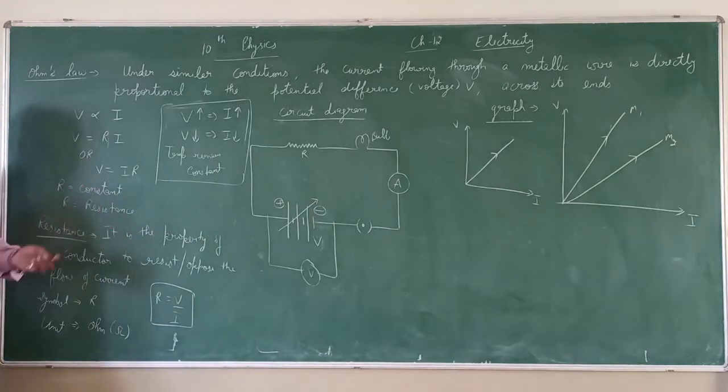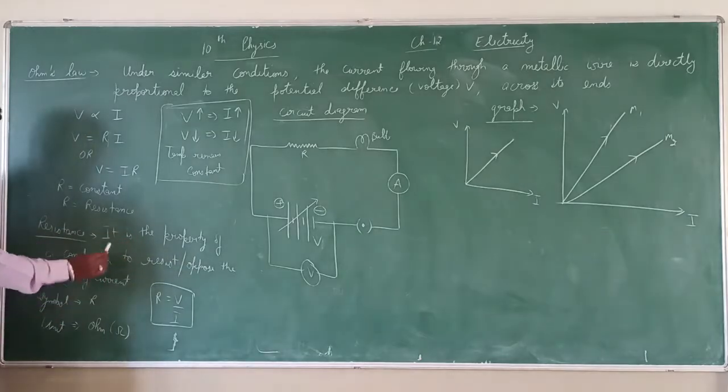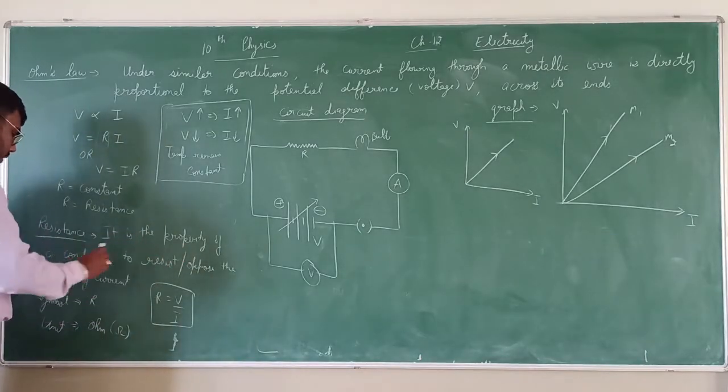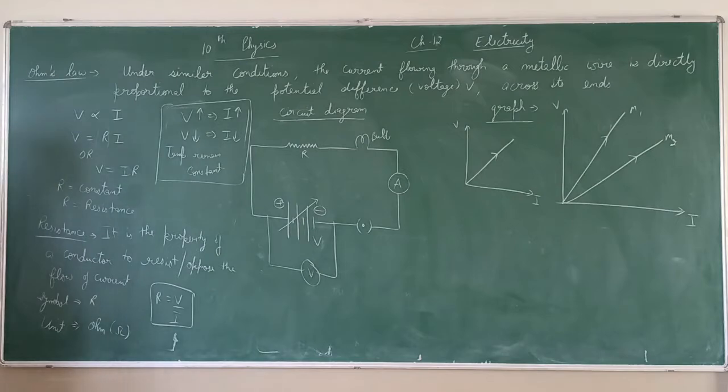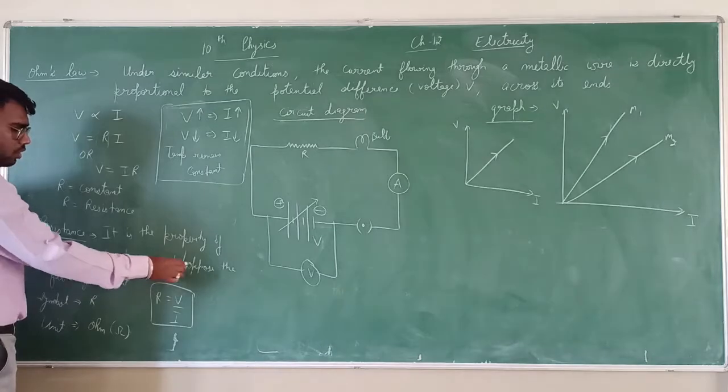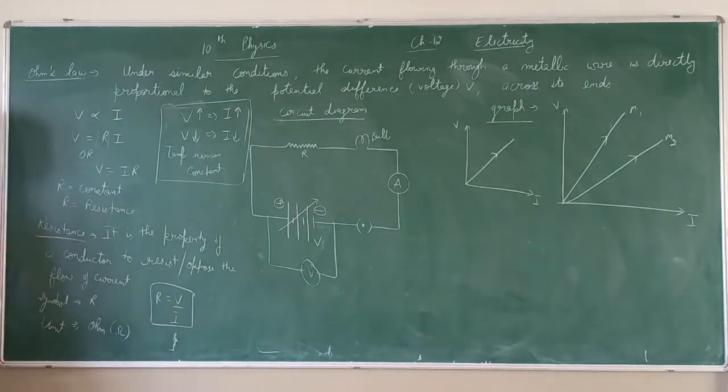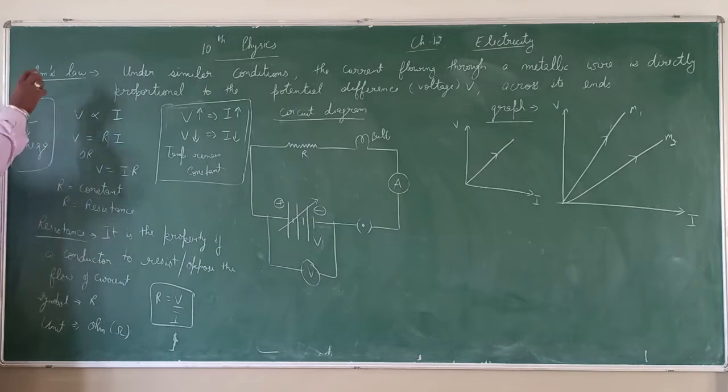So what is resistance? This is the definition of resistance. It is the property of a conductor, the property of a wire or an appliance to resist or oppose the flow of current. This is the property by which any material or conductor opposes the flow of current. The symbol for resistance is R. We use the unit ohm in honor of this scientist. This is the symbol for ohm, we call it omega, and it is the unit of resistance.